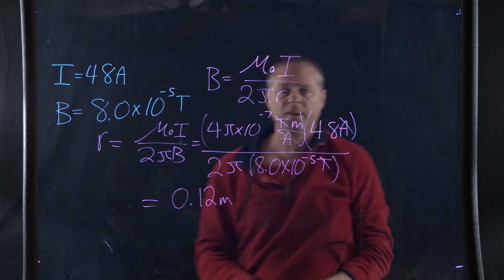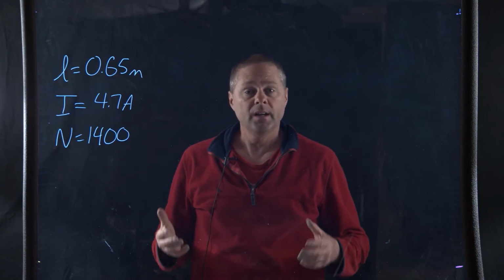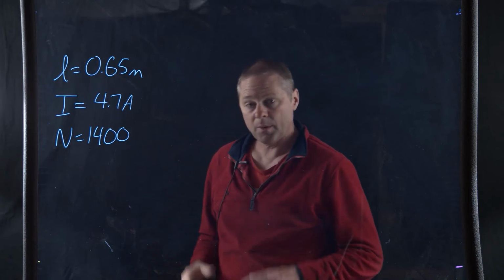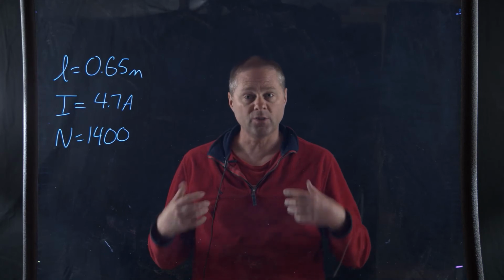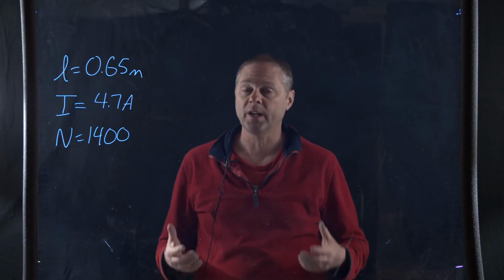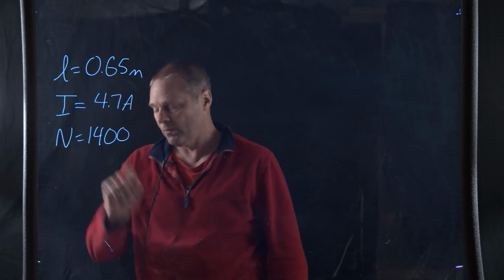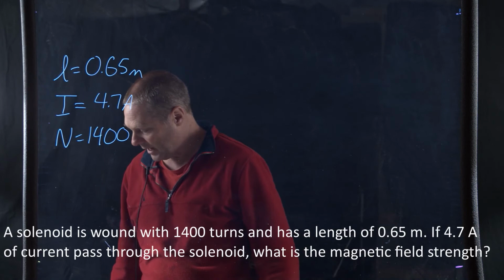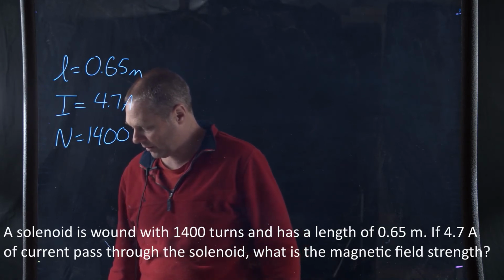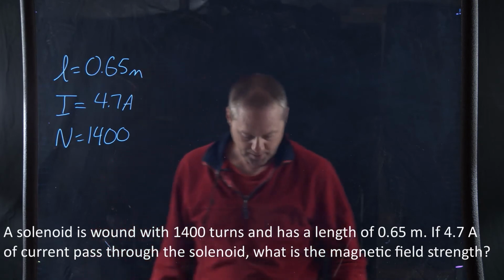All right? Now what we're going to be dealing with is a problem about a solenoid. All right? Remember, a solenoid is going to be a tube with a bunch of wire wrapped around it. As you pass a current through it, it's going to generate a magnetic field. And so a solenoid is wound with 1,400 turns and has a length of 0.65 meters. If a 4.7 ampere current passes through a solenoid, what is the magnetic field strength?